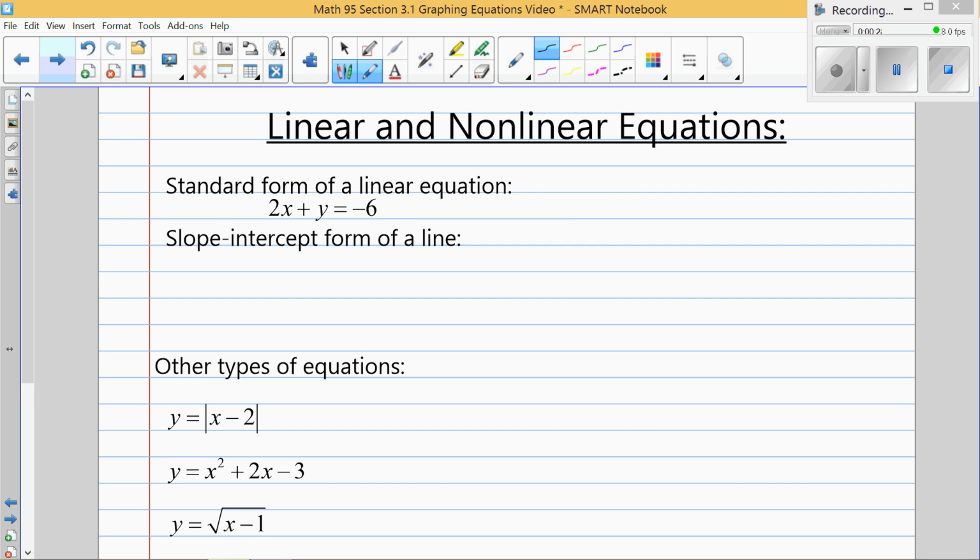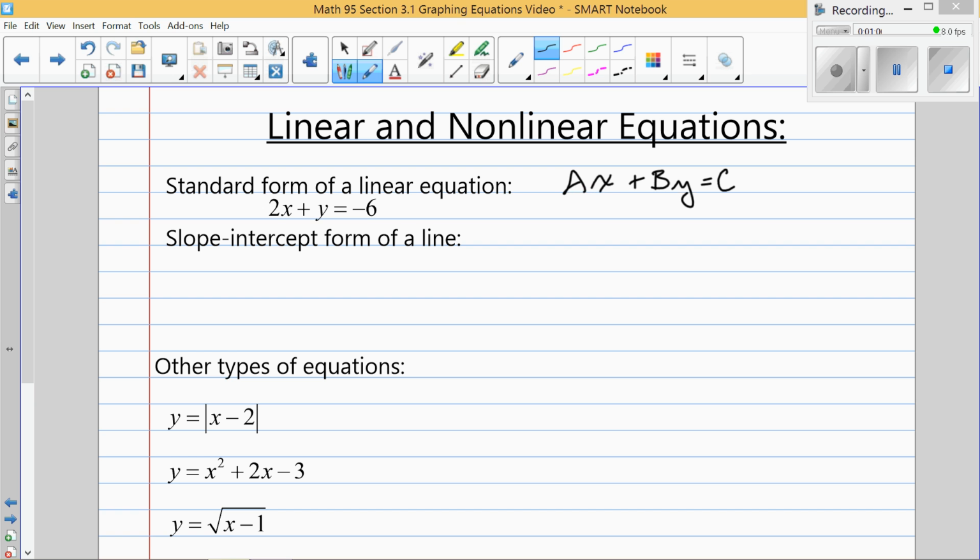So the line we were working with, 2x plus y equals -6, is in what we call standard form of a linear equation. That typically looks like ax plus by equals c. Now you'll notice a, b, and c are all capital in this case, which means, let me write that again, ax plus by equals c.